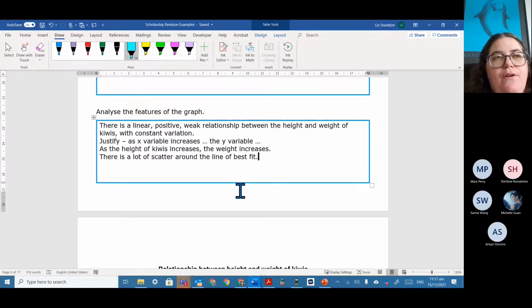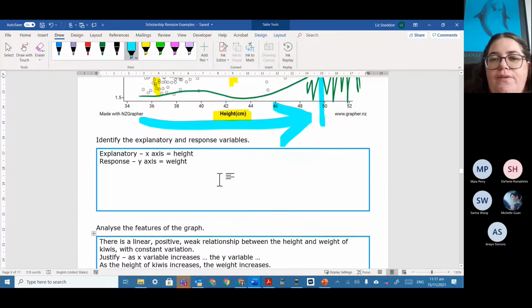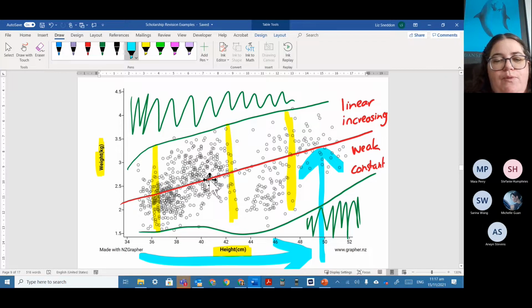So that's our overall analysis of the sample. When I look at that graph, we want to see, are there any outliers? So when I look at this, now that I've scribbled all over it, an outlier has to be something that's a long way away from that pattern or trend.